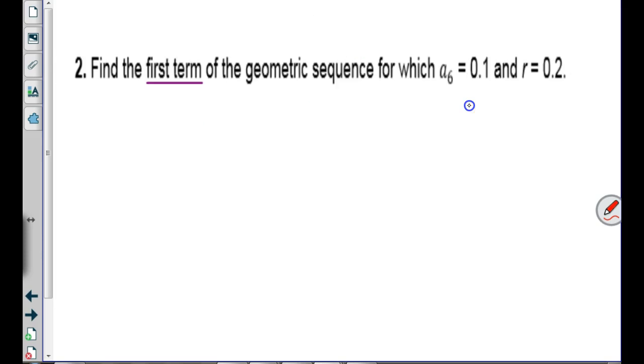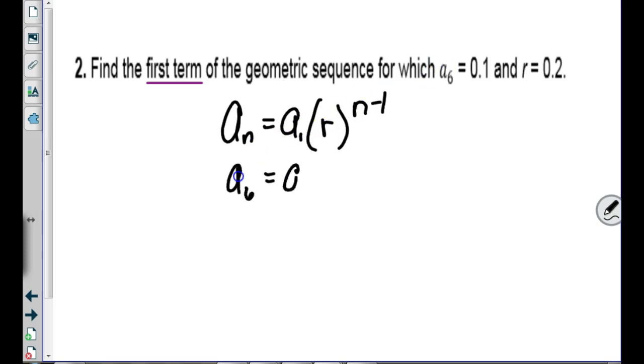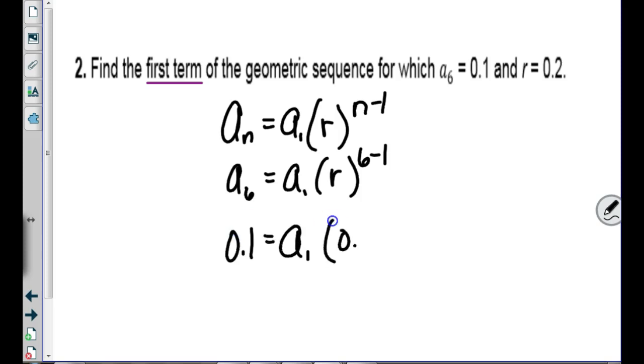All right, find the first term. So you could use a little logic or you could use the formula. If we were thinking about the formula, a sub 1 is what's missing, what do we know? So we know the 6th term was actually the first term times r to the 6 minus 1. Okay, we have r and we have a sub 6, right? So 0.1 was the first term times 0.2, 5 times.